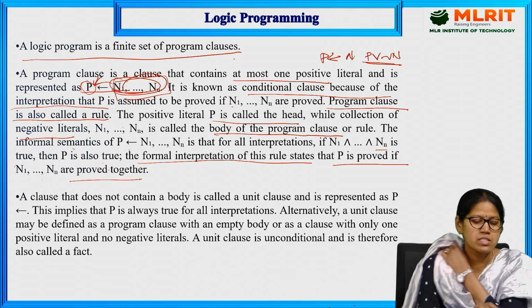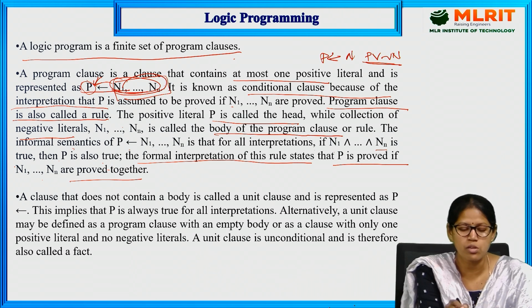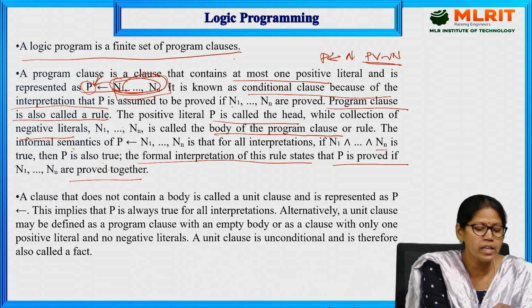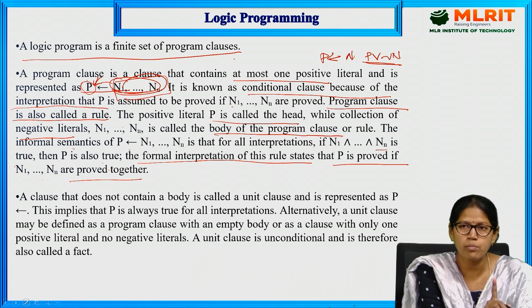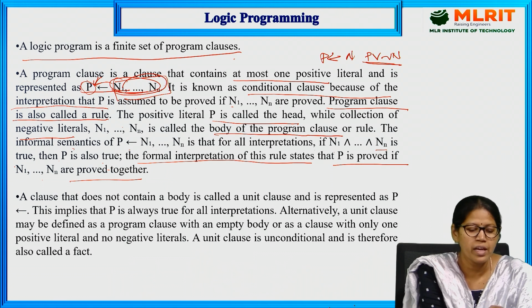So in this statement, a program clause is also called a rule, and here it is represented as at most one positive literal followed by N1 to Nn negative literals. If N1 to Nn negative literals are true, automatically P also will be true. P is called the head and N1 to Nn is called the body of the program clause.